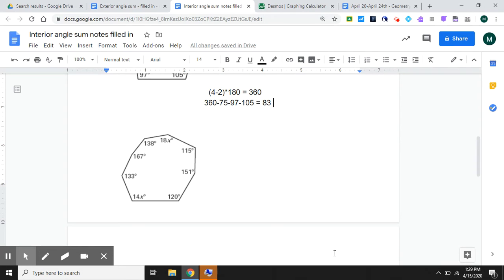Okay, so last example, I was kind of running out of time on my last video. So we still need to figure out what our interior angle sum is. So I've got 1, 2, 3, 4, 5, 6, 7, 8 sides. So I'm going to need to figure out my interior angle sum. So 8 minus 2, and then times that by 180.